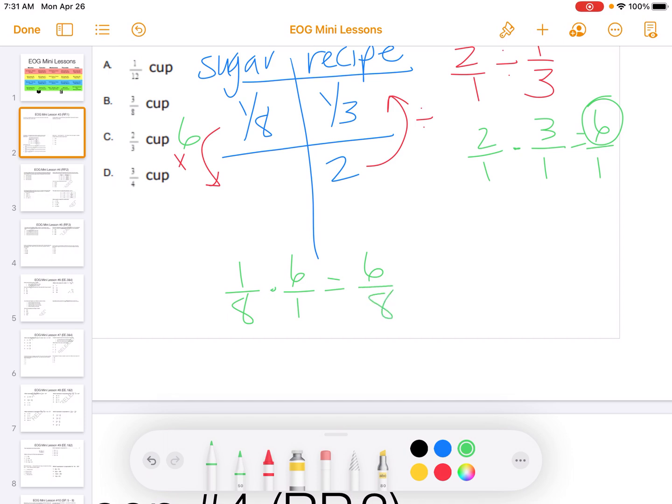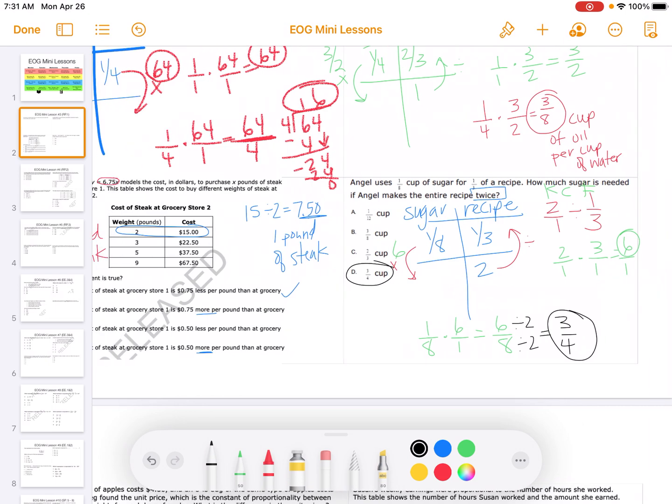So I have to think, okay, what could I do? I can reduce my fraction, so I can divide the numerator and the denominator by 2. And I get 3/4. So I need 3/4 of a cup of sugar for the recipe twice.